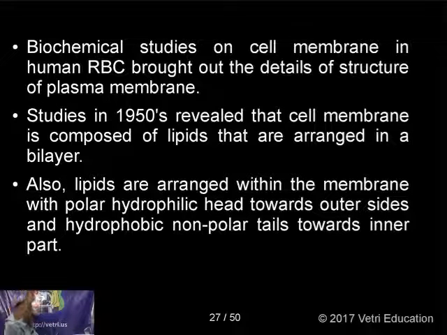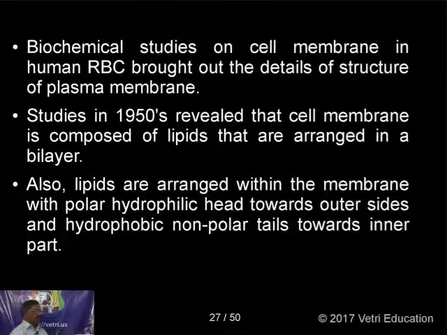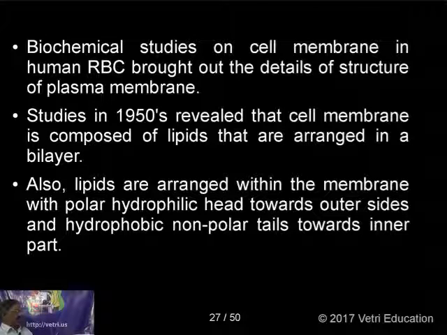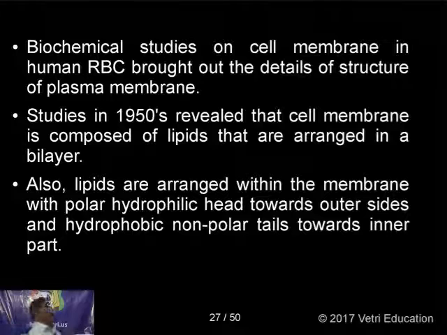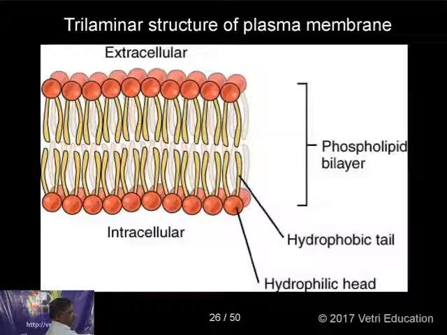Biochemical studies on the cell membrane in human red blood corpuscles brought out the detailed structure of plasma membrane. Studies in the 1950s revealed that the cell membrane is composed of lipids that are arranged in a bilayer. Also, lipids are arranged within the membrane with polar hydrophilic heads towards the outside and hydrophobic non-polar tails towards the inner side. See, here you can find the hydrophobic tail and the hydrophilic head outside.